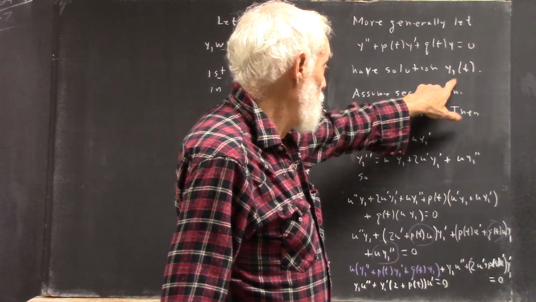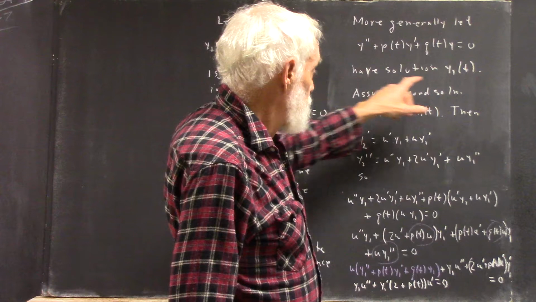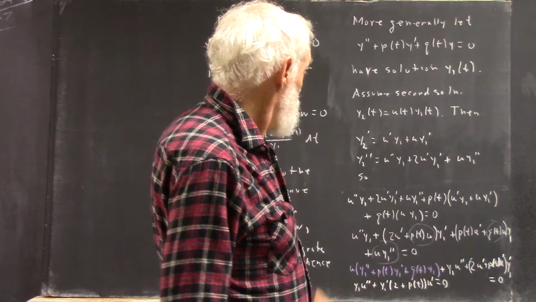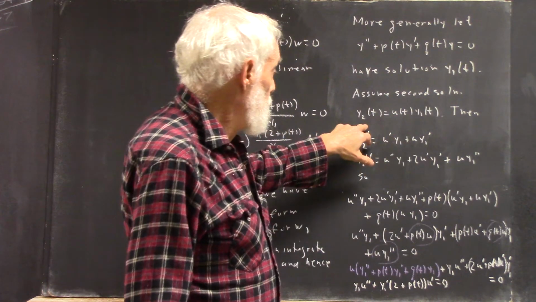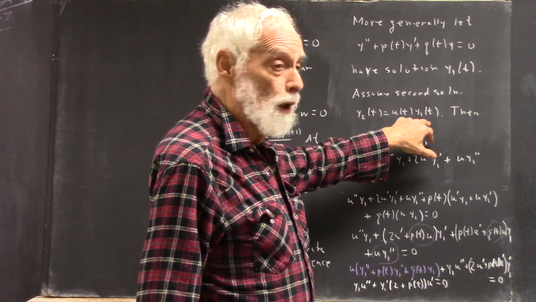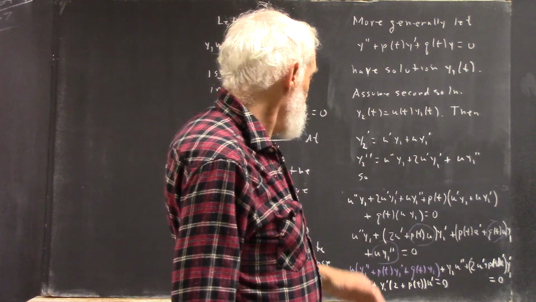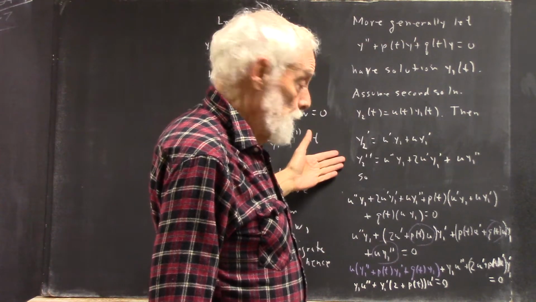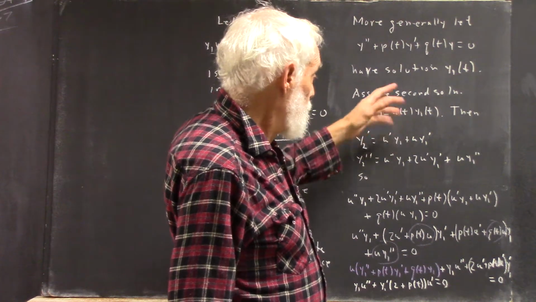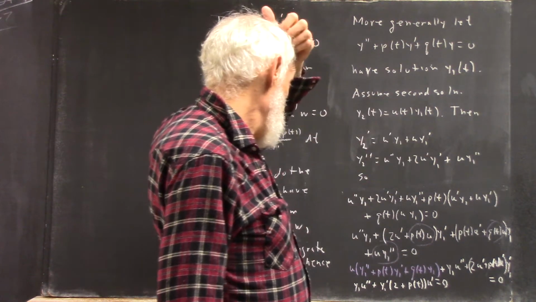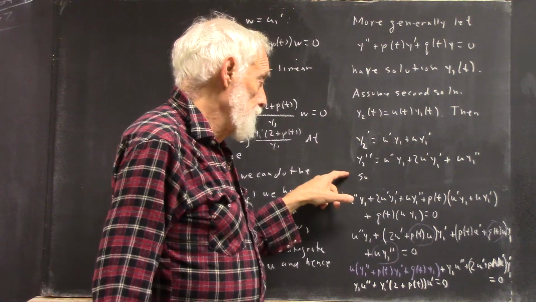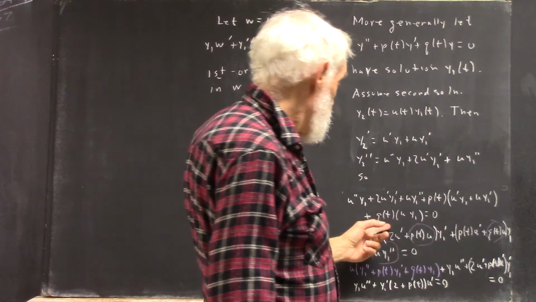We have a solution y1 of t. Well, we're going to assume a second solution. The second solution would be y2 of t equals u of t times y1 of t. We're going to do the same thing that we did before, but of course now we don't have a specific function for y1. We do our first derivative, our second derivative, plug it all in, and we get this.